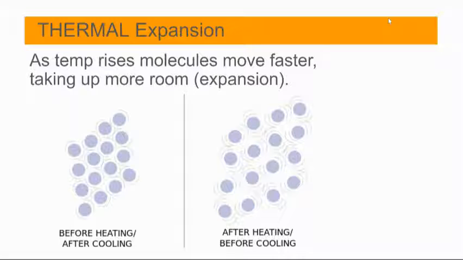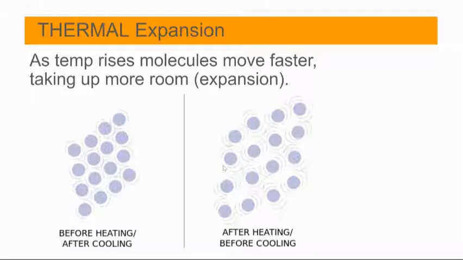Thermal expansion occurs when the temperature rises and molecules move faster, taking up more room. So you can see that in the before picture, before we heat or after we cool, because the heating and cooling process would be reversible, our molecules have less kinetic energy, less vibrational motion. After we heat up a substance or a material, though, those molecules have a greater kinetic energy. They are vibrating at a faster rate, and thus they are going to be expanding or taking up more room.